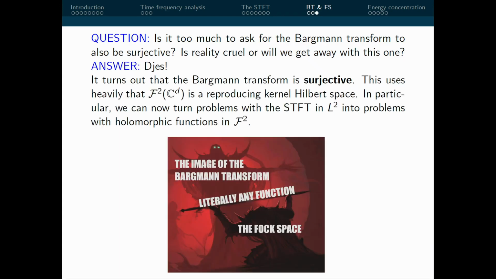And the answer is yes, it's surjective, and problems in L2 with the short-time Fourier transform, you can deal with them as if they were problems with holomorphic functions in the Fock space, which are really very nice. It's much easier to work with those.